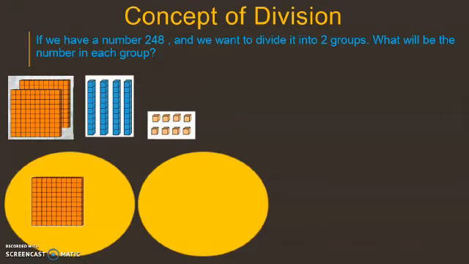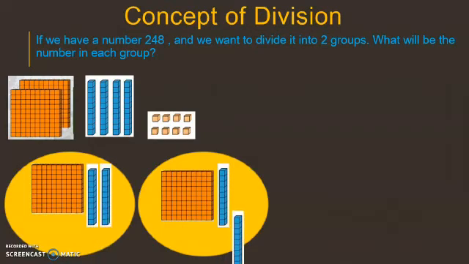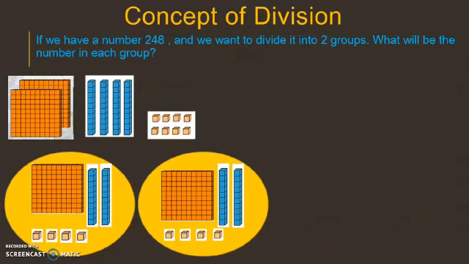We have 2, 1, 2. As for the sticks, we have 4 tens sticks: 1, 2, 3, 4. And for the cubes, we have 8 ones cubes: 1, 2, 3, 4, 5, 6, 7, 8. In each group, we have 100 bar, 2 tens sticks, and 4 ones cubes. Then the number is 124 in each group.